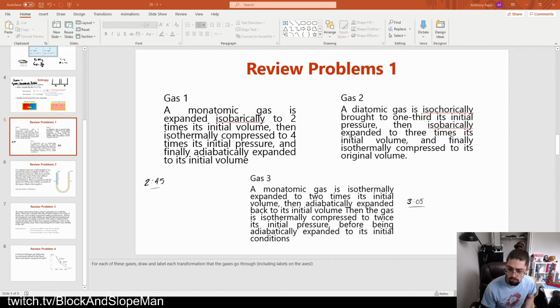Okay, so let's go ahead and take a look at it. Let's go through these other two and see what we've got. Let me pull up all of these different charts and everything else. So gas 2 is actually the easiest one here. Diatomic gas, isochorically brought to 1/3 of its initial pressure, isobarically expanded, and then finally isothermally compressed. There's no adiabatic process here. So as long as there's no adiabatic process, it doesn't actually matter that it's a diatomic gas, because that only shows up when we're dealing with an adiabatic transformation.